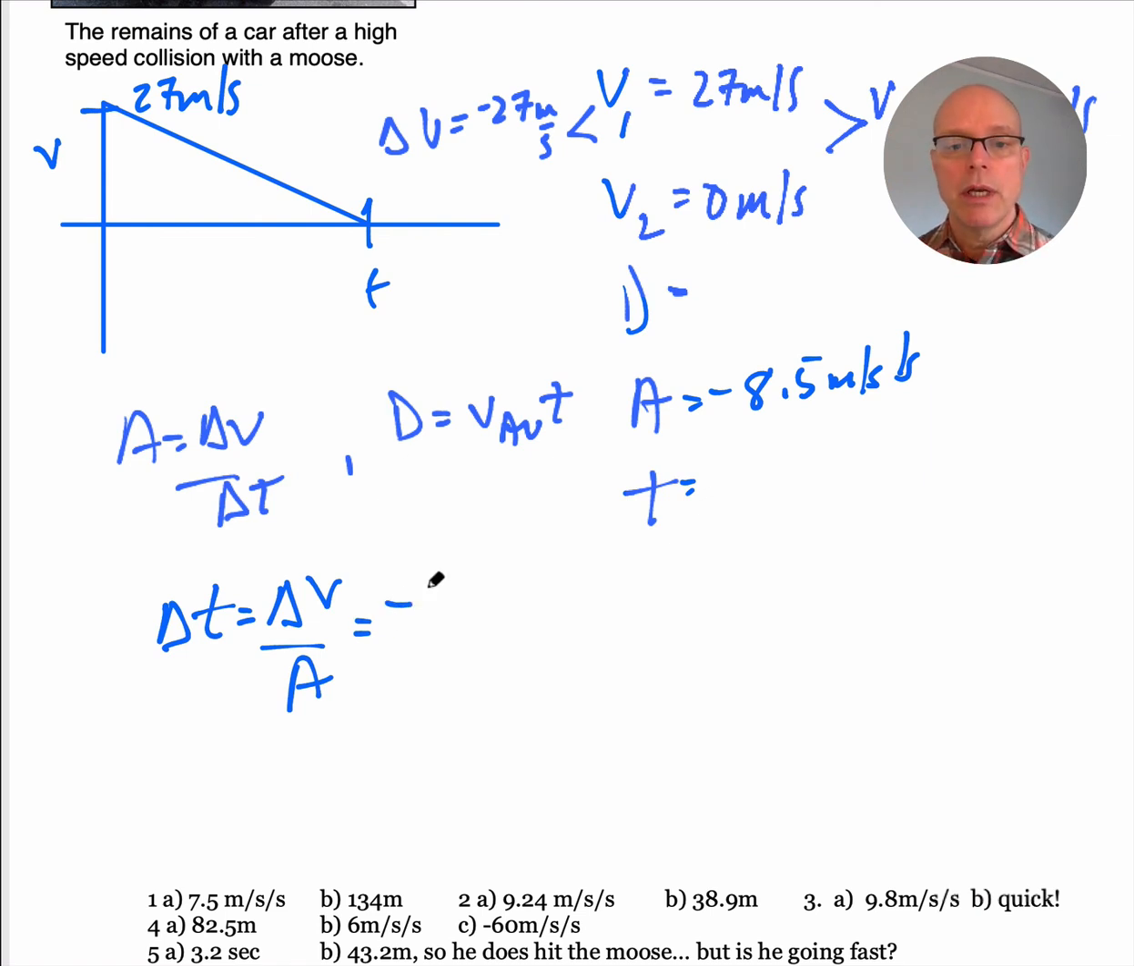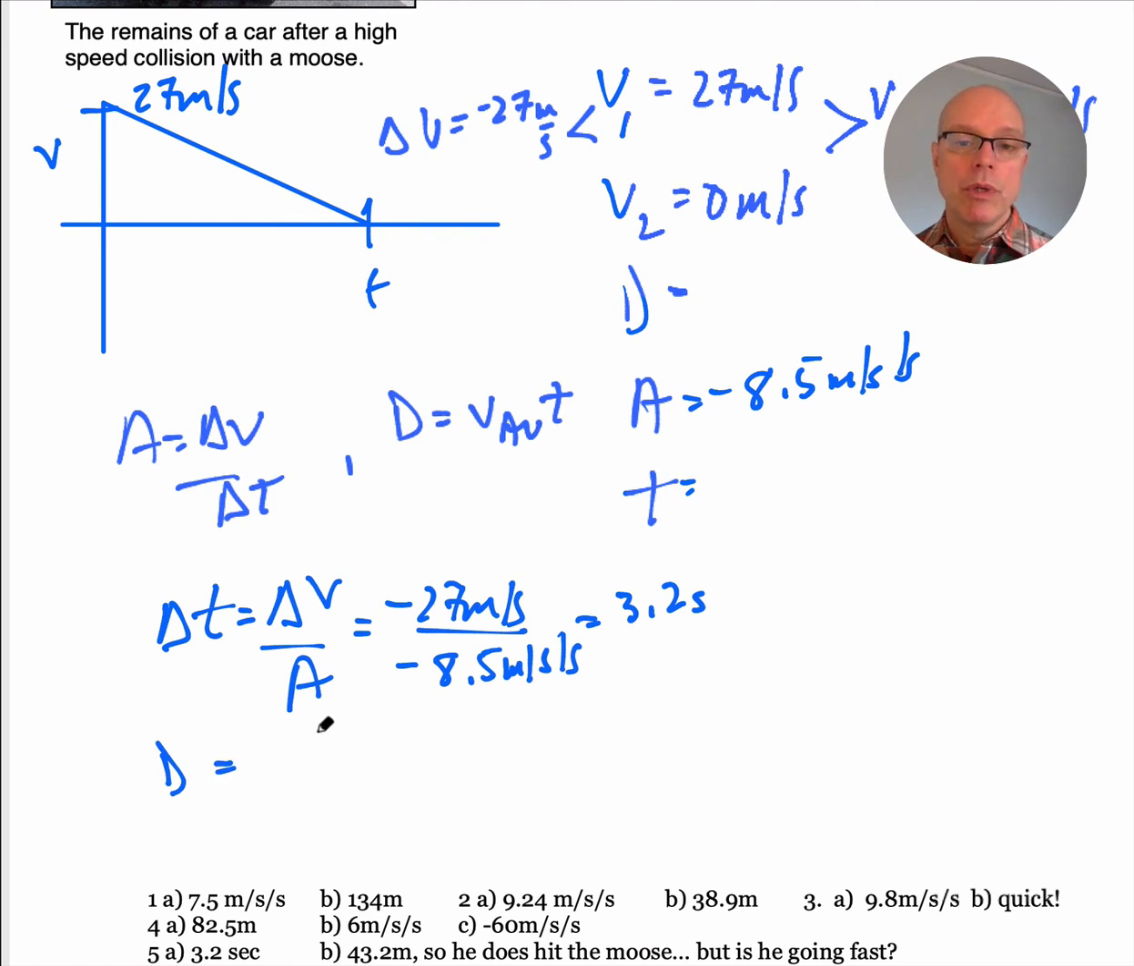So what's the delta V? Negative 27 meters per second over the acceleration of the car, negative 8.5 meters per second squared. And what I find out is that the car takes 3.2 seconds to stop. Now that I've got that, I can figure out the distance. I'm doing this based on all numbers that say the car stops nice and smoothly and evenly. So let's see if this is true, and then we'll know the answer to the question.